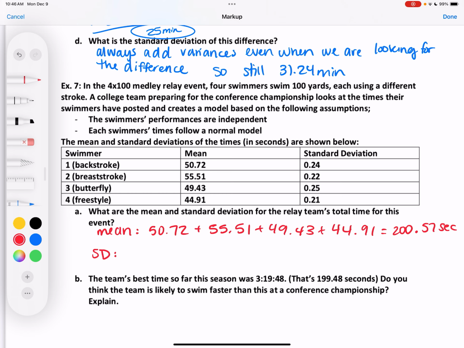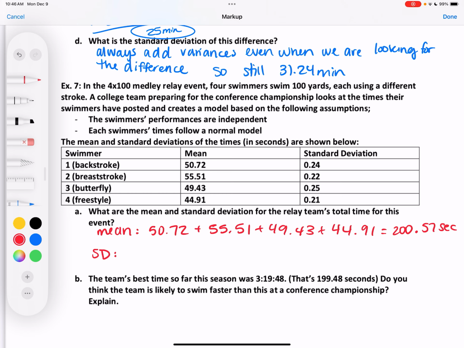That's if we have the expected value. We have the mean here. Okay. We square each one and add them and then take the square root. Yep, so we're going to take the square root of each of the standard deviations squared plus each other.